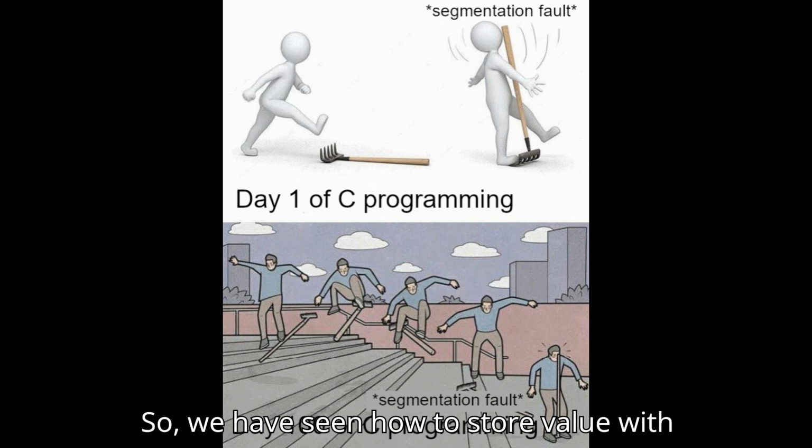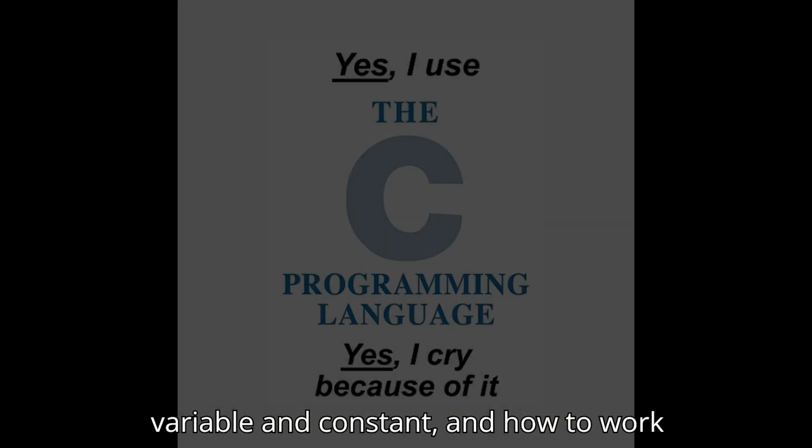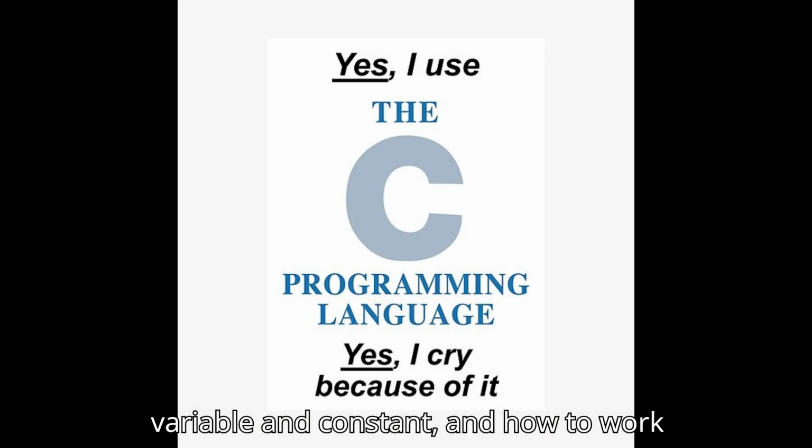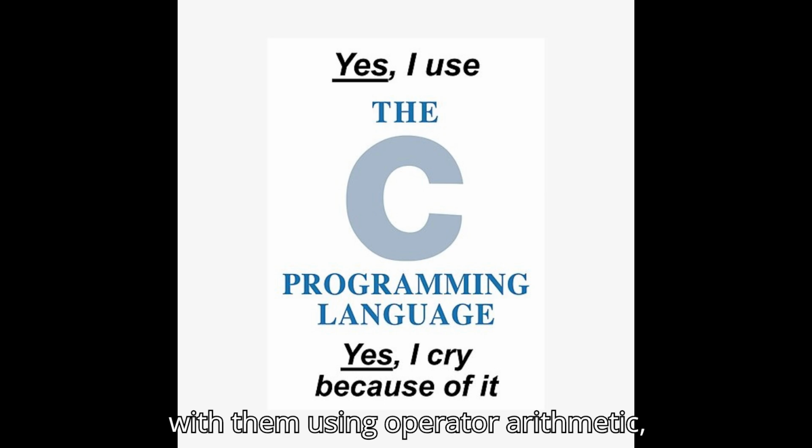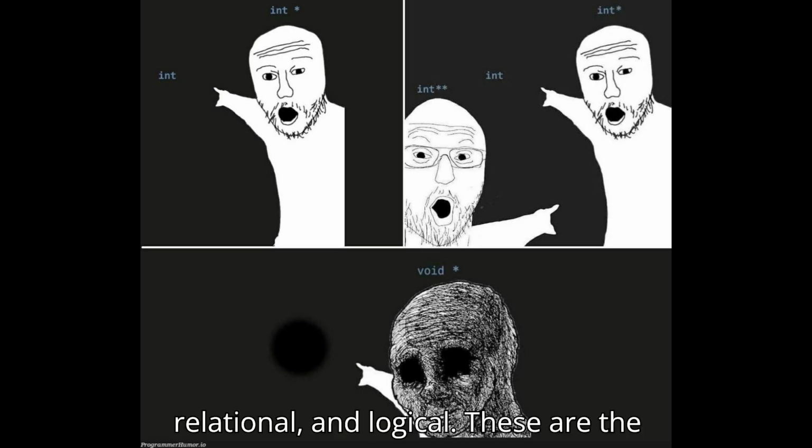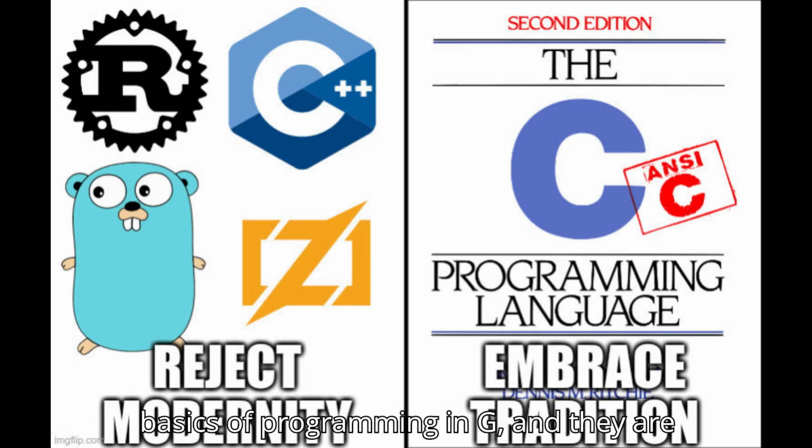So, we have seen how to store values with variables and constants, and how to work with them using operators: arithmetic, relational and logical. These are the basics of programming in C, and they are the tools we use to make our code think, calculate and make decisions.